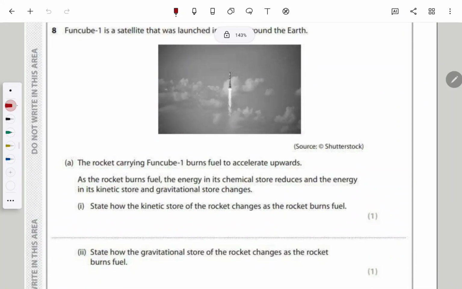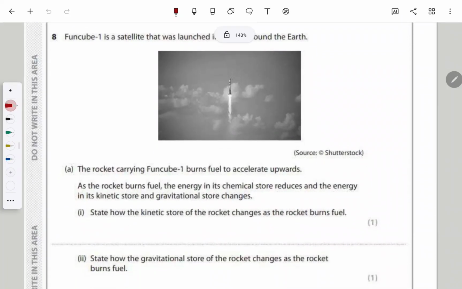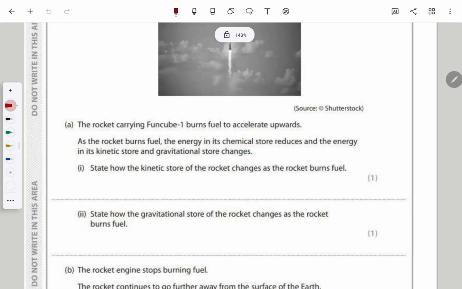This is a satellite launched to orbit around the Earth. The rocket carrying it burns fuel to accelerate upwards. As the rocket burns fuel, the energy in its chemical store reduces, and the energy in its kinetic store and gravitational store changes. State how the kinetic store of the rocket changes when the rocket burns fuel. Obviously, the more it burns fuel, the faster it's going to move, so it increases.